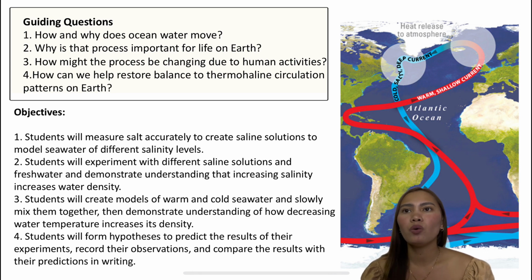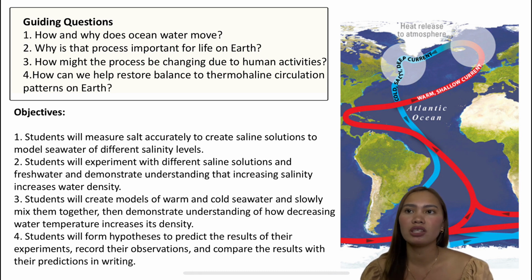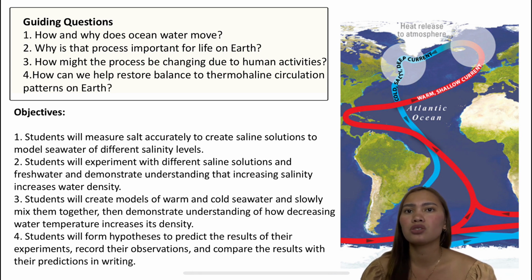First, how and why does ocean water move? Second, why is that process important for life on Earth? Third, how might the process be changing due to human activities? Fourth, how can we help restore balance to the thermohaline circulation patterns on Earth? And these are the objectives. First, students will measure salt accurately to create saline solutions to model seawater of different salinity levels.